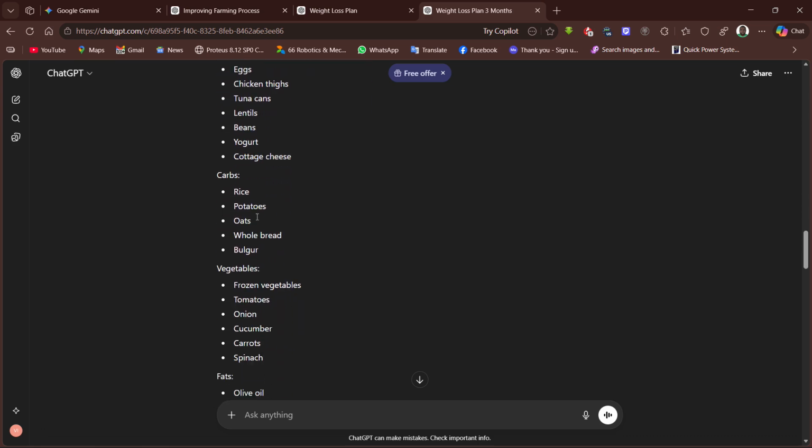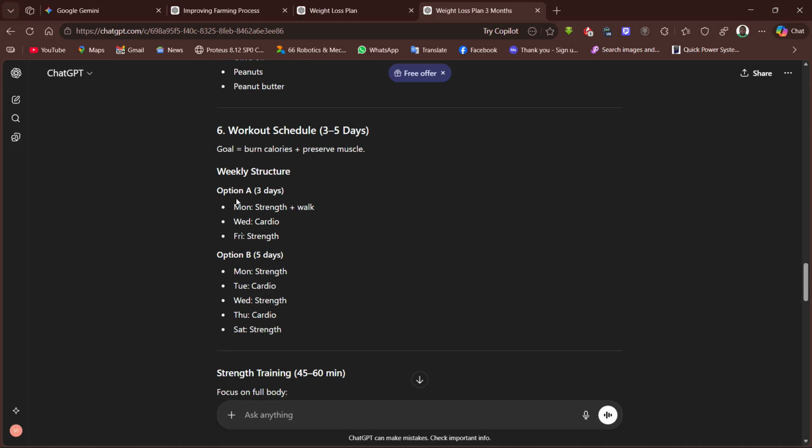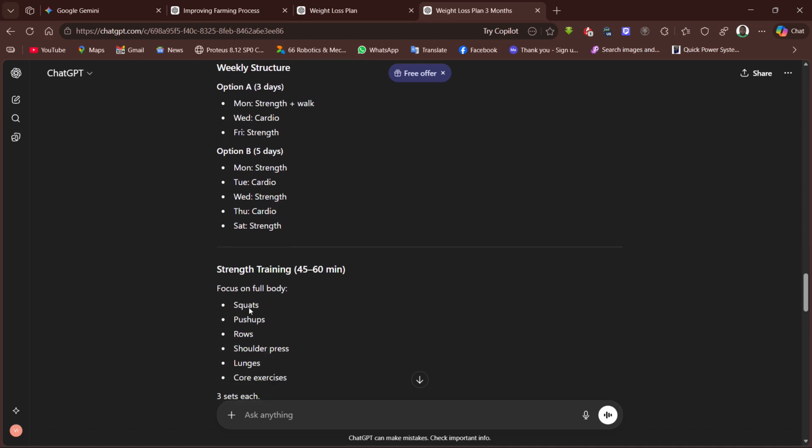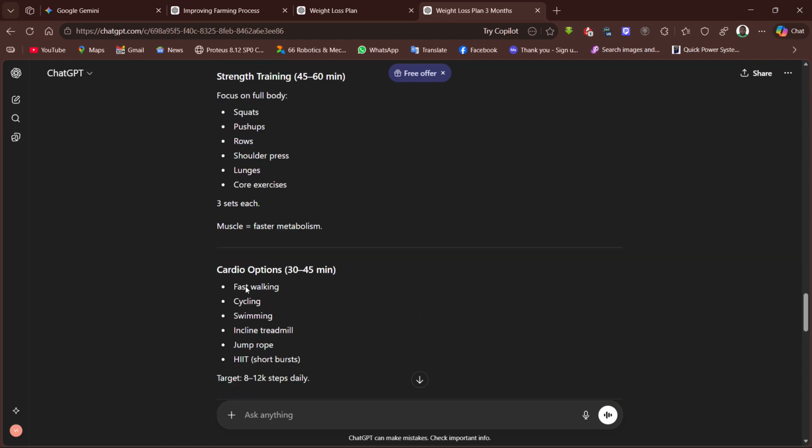Grocery list, it provides a grocery list. Workout schedule, weekly structure. We have option A, 3 days: Mondays, Wednesdays, Fridays, strength plus cardio, and then we have Friday strength. Option B: Mondays, Tuesdays, Wednesdays, Thursdays, Fridays, Saturdays, right? 5 days. Strength training, focus on full body, squats, push-ups, all of this.